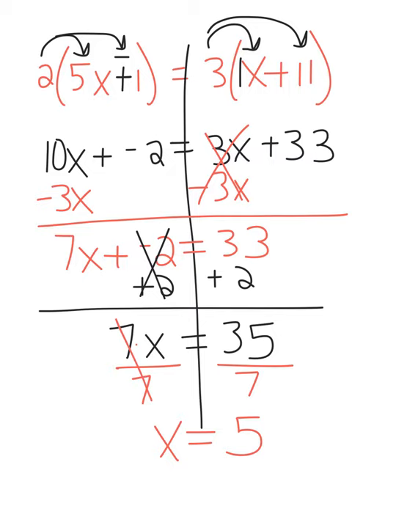x equals 5. Go through your steps, step 1 through step 5. Draw on your line, change your subtraction to addition so you don't accidentally mess up on a negative sign.